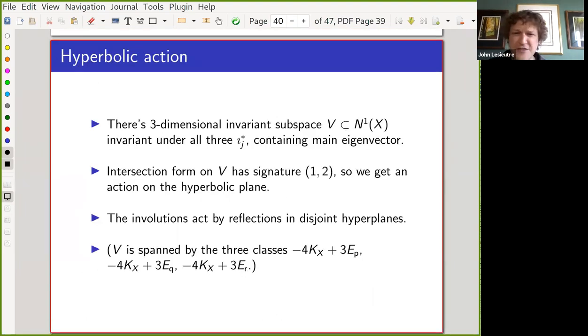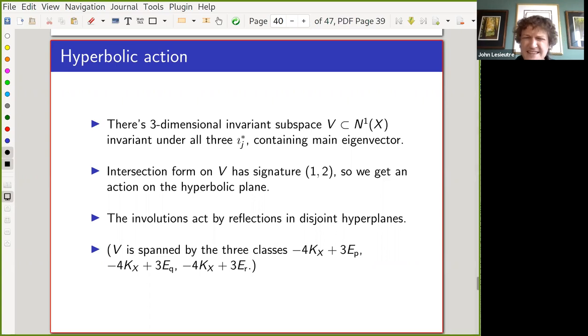Well, it turns out that there's a 3-dimensional subspace of Néron-Severi that's invariant under all 3 of the Bertini involutions. On this 3-dimensional subspace, the intersection form has signature (1,2), so there's an action on a hyperbolic plane induced by the involutions. You can write it down, and the involutions act by reflections in 3 disjoint hyperplanes on that hyperbolic plane.